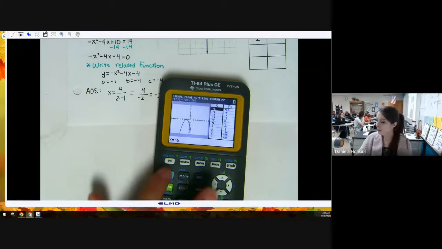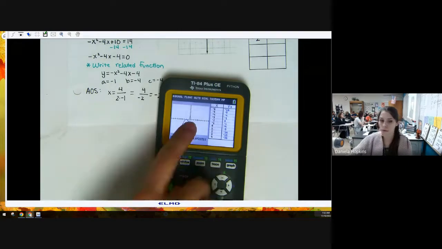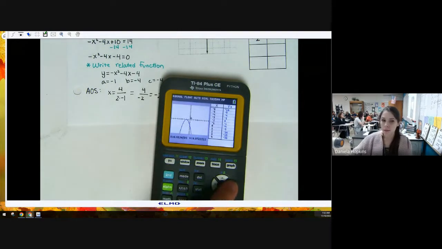So the cool thing with this is you can just hit graph and it'll still give you your table. The only thing is if you just hit graph, do you guys see that my cursor is over here? If you just hit graph, that's where your cursor is going to end up. But if you hit second table, then you can scroll through your table like we've been doing. Okay, so that's the difference between hitting second table or just graph.